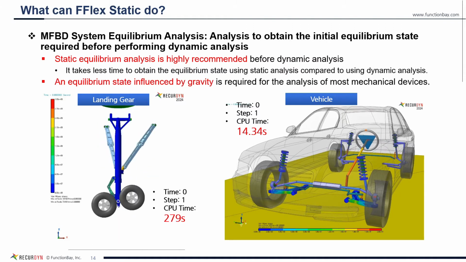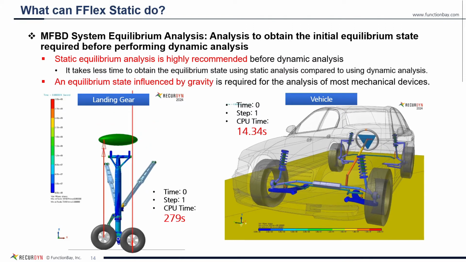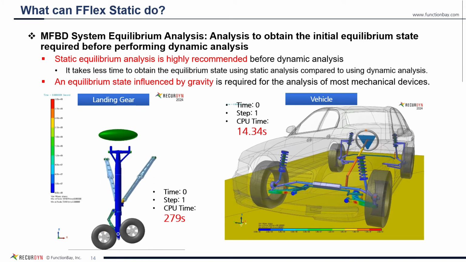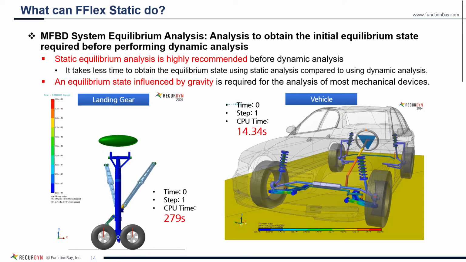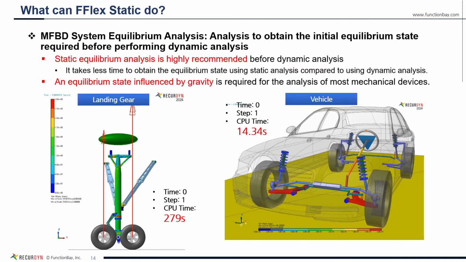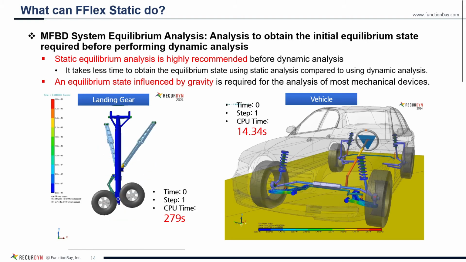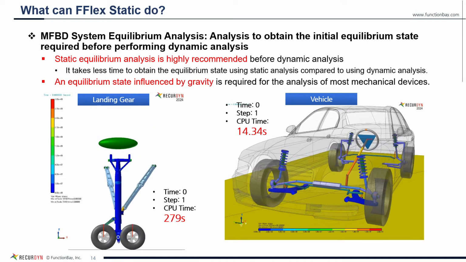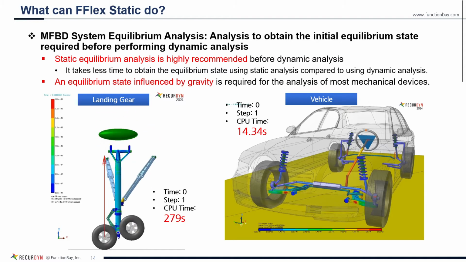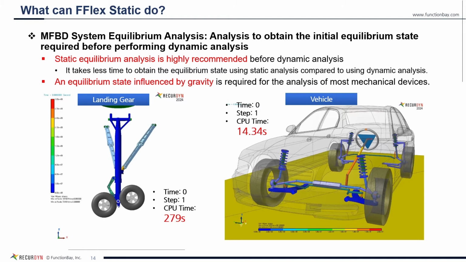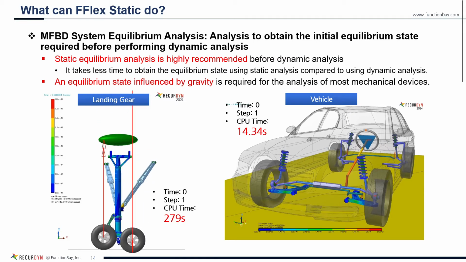In the case of the landing gear on the left, it starts while suspended in the air, but it begins operating after achieving an equilibrium state on the ground. The same goes for the vehicle. On the right, you can see how well it converges in the vehicle model. You can see that both the landing gear and the vehicle models converge very well. Both models include several F-flexible bodies and can be calculated using F-flex static.